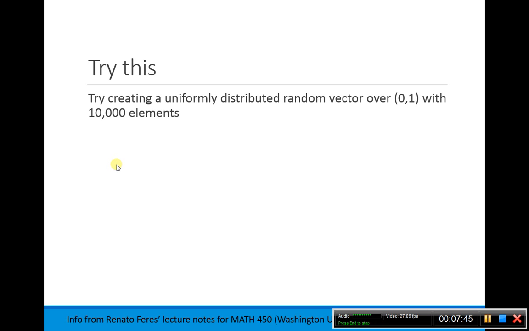Okay, so let's try creating a uniformly distributed random vector over 0, 1 with 10,000 elements. How do we do this? I want it to be uniformly distributed, which means I'm going to use the command rand. It's already over 0, 1, so I can use the command rand, no problem. I don't have to modify it in any way. And I want 10,000 elements.